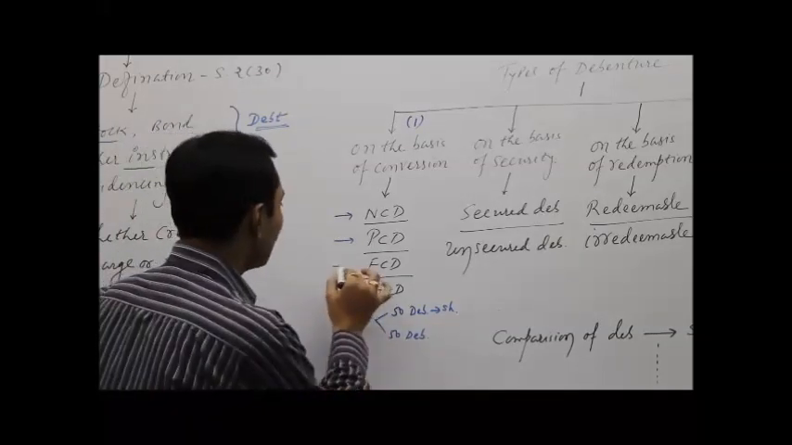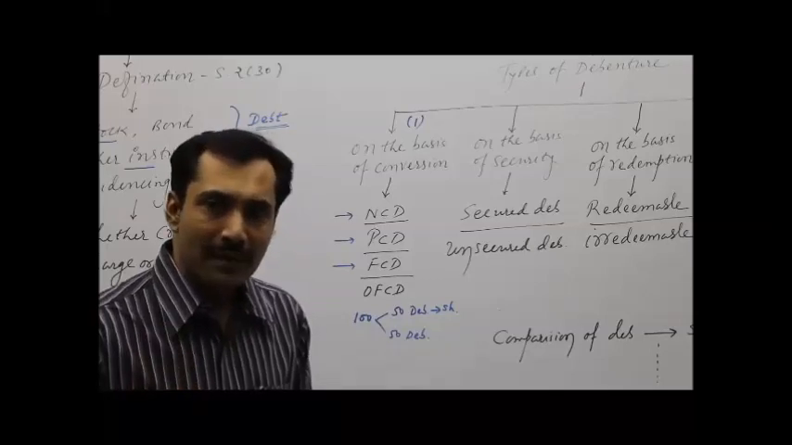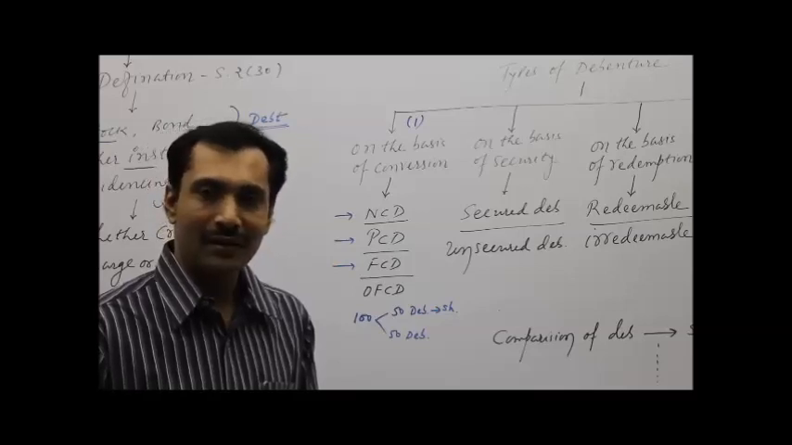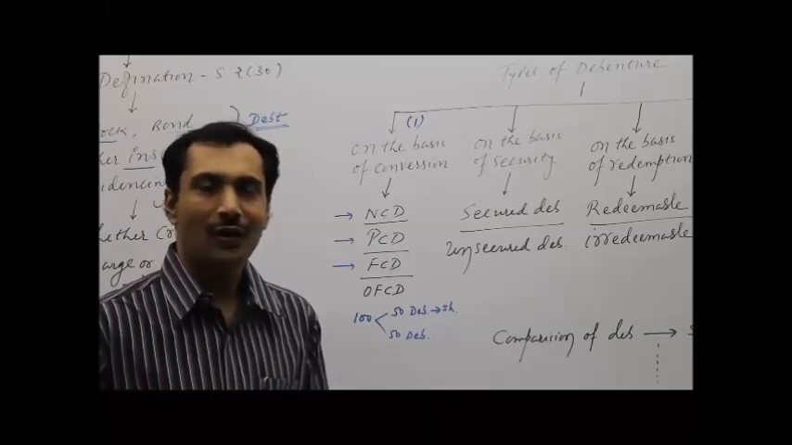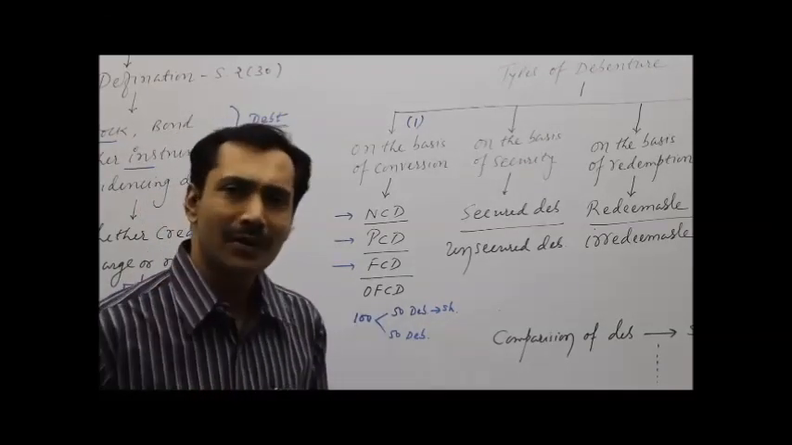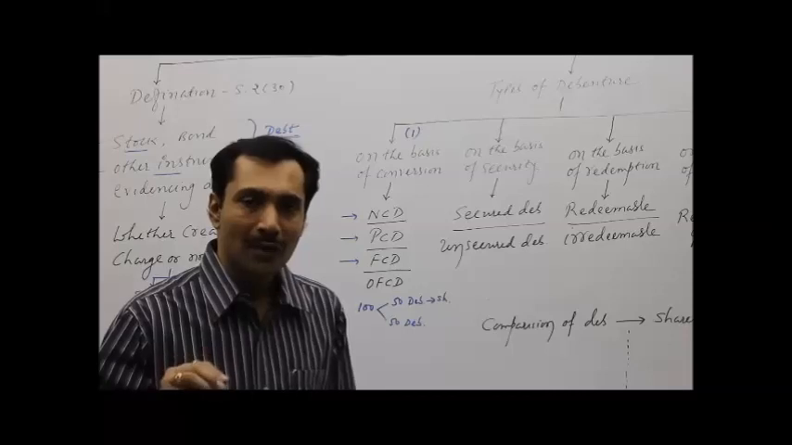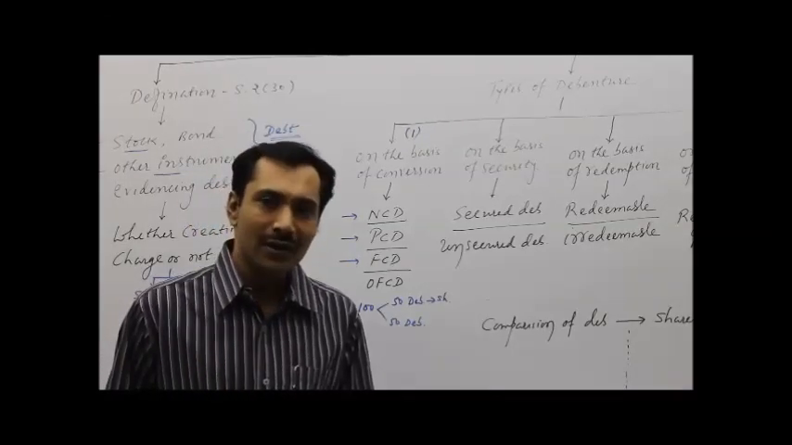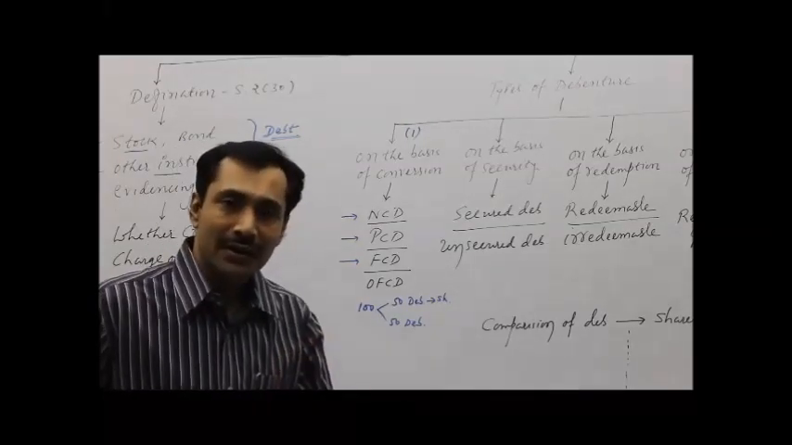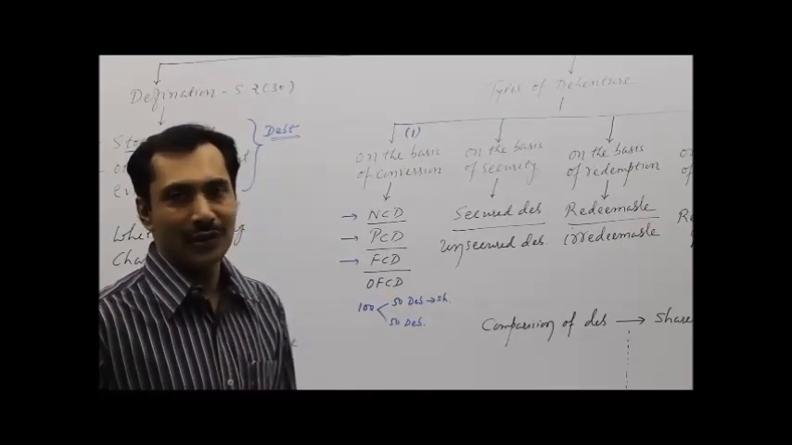The third category is the fully convertible debenture, FCD, right? Where all the debentures of the holder will be converted into shares either on the expiry of a fixed time limit or on the happening of some event. Say for example, the company has issued a debenture with the terms and conditions that this debenture will be converted into equity shares after a period of 5 years, right? So on the expiry of 5 years, this FCD, fully convertible debenture, will be converted into equity shares.